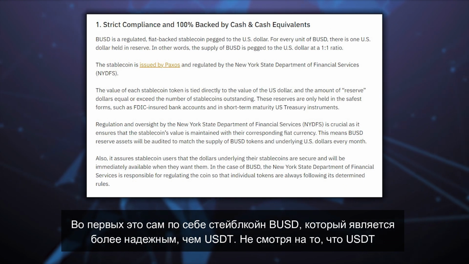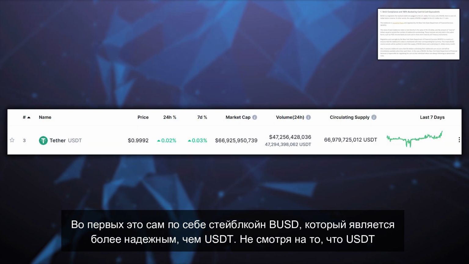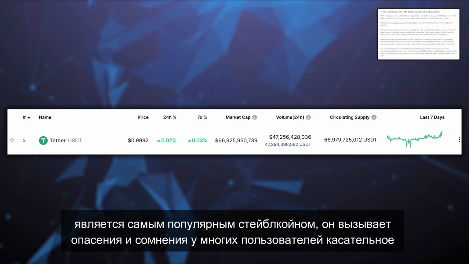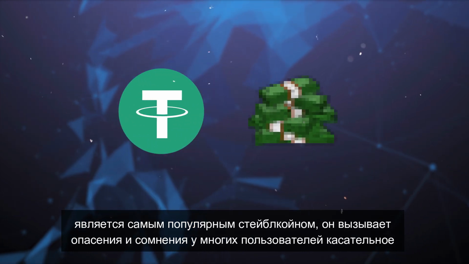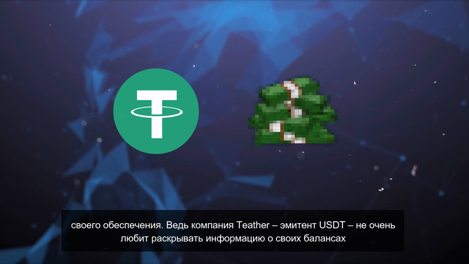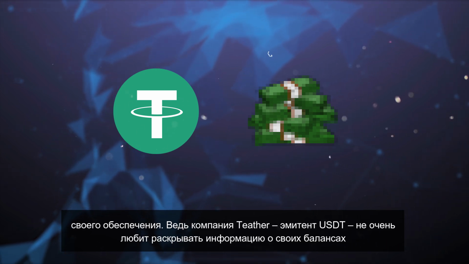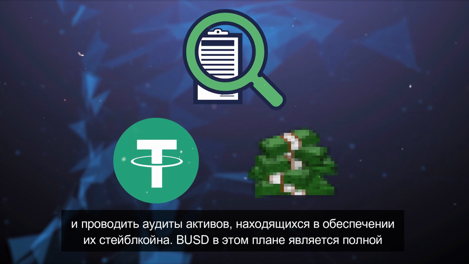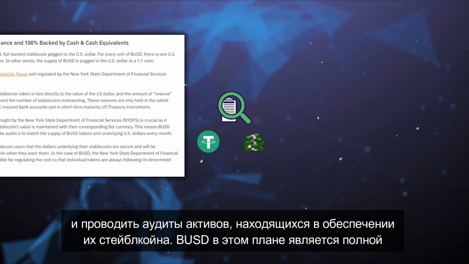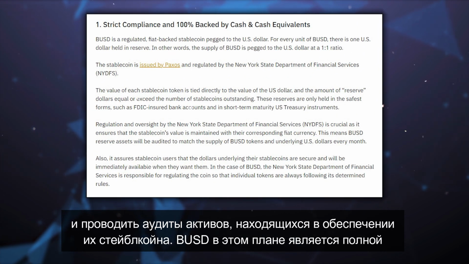Firstly, the BUSD stablecoin itself is more reliable than USDT. Despite the fact that USDT is the most popular stablecoin now, many users are starting to doubt its collateral. After all, Tether, the issuer of USDT, is not really prone to disclose information about its balance sheets and conduct audits of assets that are backed with their stablecoin. BUSD is the exact opposite in this regard.